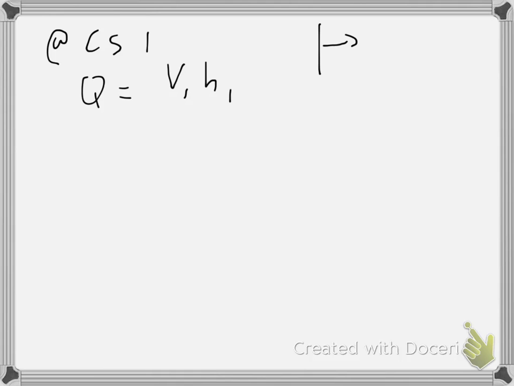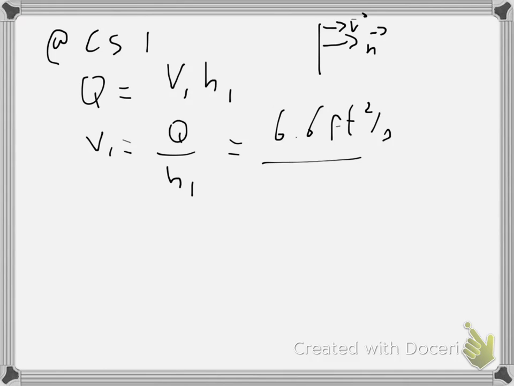So now at section 1, at control surface 1, I have Q equal to V1 H1. Again, in this case, I'm going to define the normal not based on the control volume, because the normal based on the control volume will be outward, but in the direction of the velocity. So Q equals V1 H1, so V1 is equal to Q divided by H1, which is 6.6 feet squared per second divided by 6 feet, and V1 is equal to 1.1 feet per second.